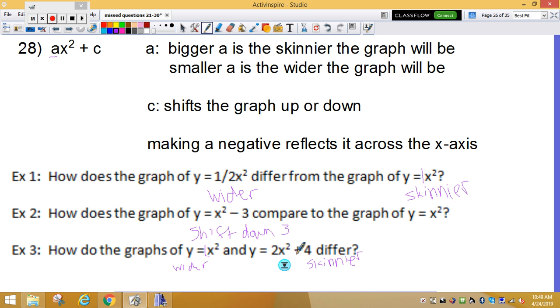Also, this has a +4. The number at the end, remember, shifts it. And since it's a plus, it's going to shift it up 4.